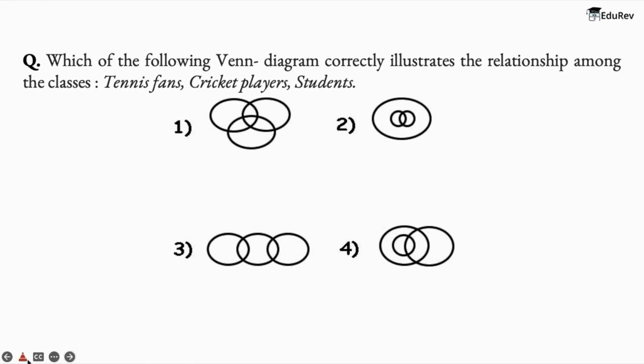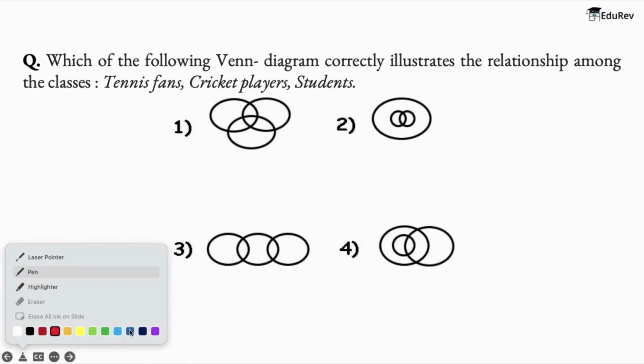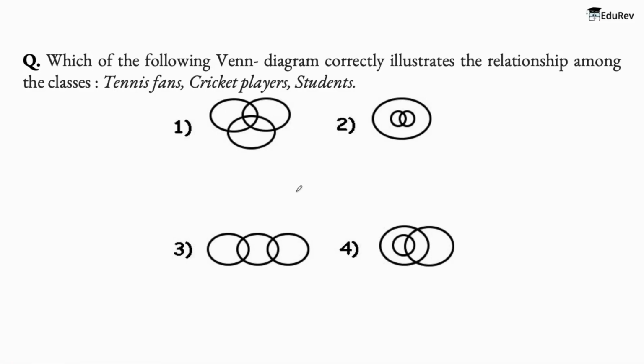So the next question says what? The next question says that which of the following Venn diagram correctly illustrates the relationship among the classes, that is tennis fans, cricket players and students. Now just tell me one thing. Can students be cricket players? Okay. So I will just write T for tennis players, C for cricket players and S for students.